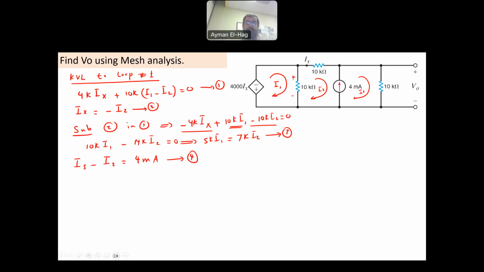We have equations 3 and 4, so we need one more equation. That equation comes from what we call the super loop, which is a loop composed of two or more loops. When we take the super loop, we bypass the current source, so the current source is not part of the loop. So, KVL to the super loop.